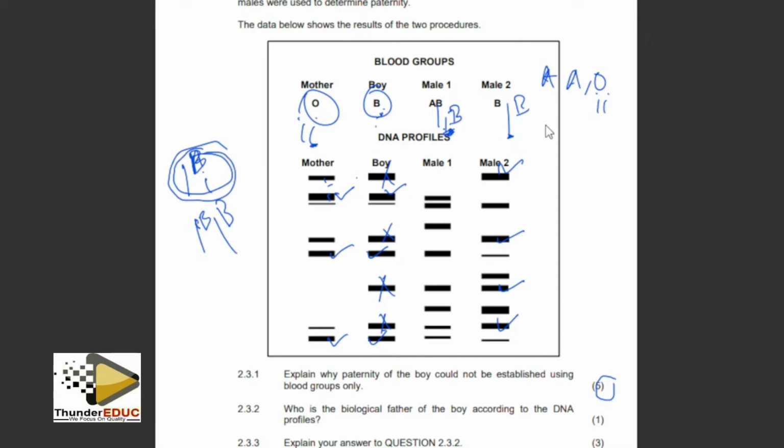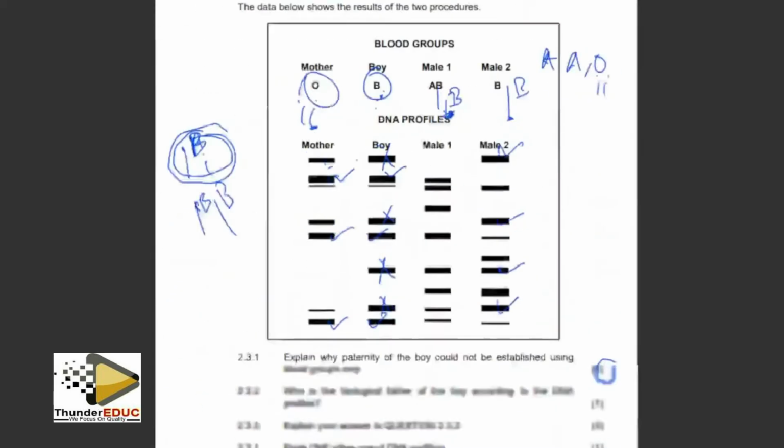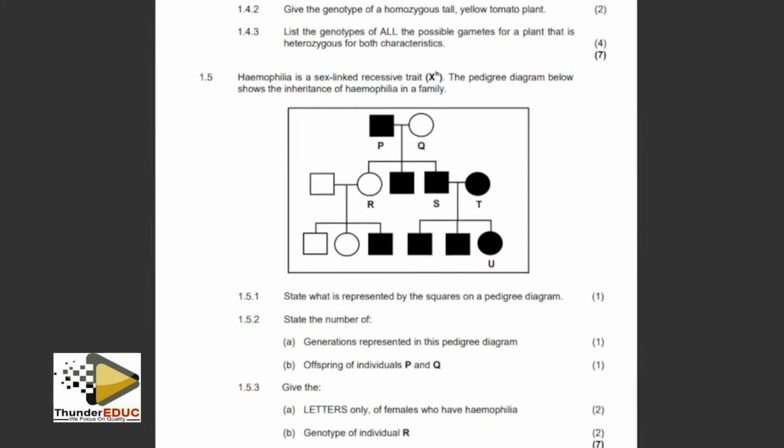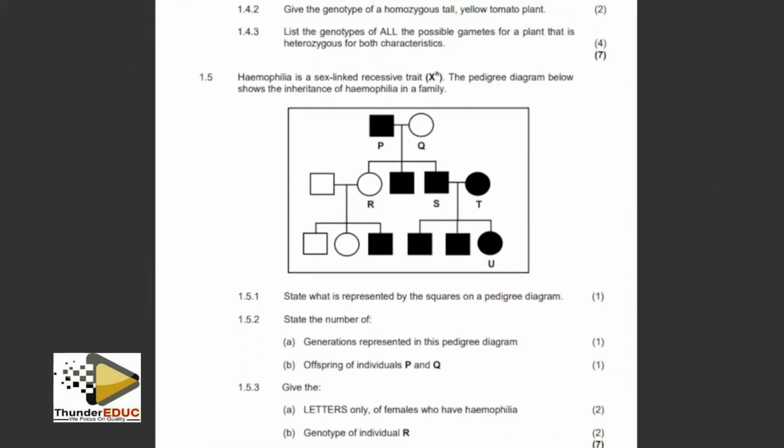Now, let's go to just one example of a pedigree diagram. Pedigree, where are you? Pedigree. And then I show you how you can use it to answer and also to score a mark. They are saying hemophilia is a sex-linked trait. That statement is enough.